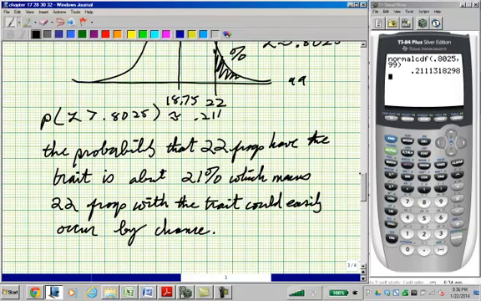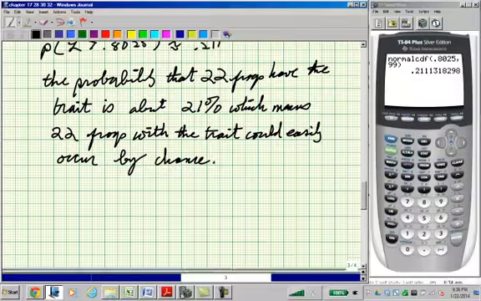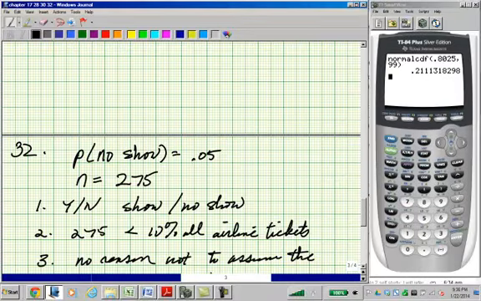Now, 21% is like 1 out of 5, which means you could get a sample of 150 frogs in which 22 or more have the trait. This could easily happen by chance. Since this could happen randomly quite easily, 1 out of 5 is not an improbable event, then we do not consider this to be evidence that the proportion of frogs that contain the trait is anything other than 0.125. We still think it's 1 out of 8. We don't have any evidence that it isn't.